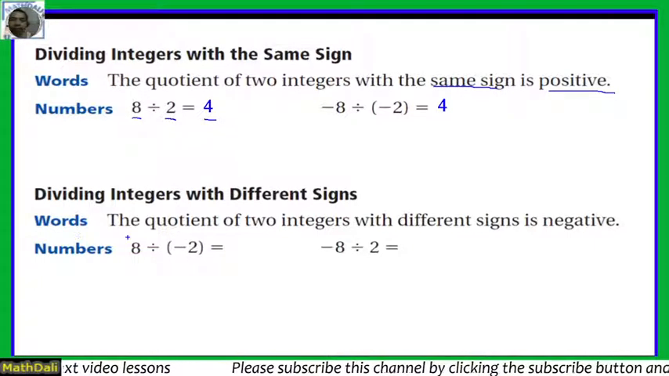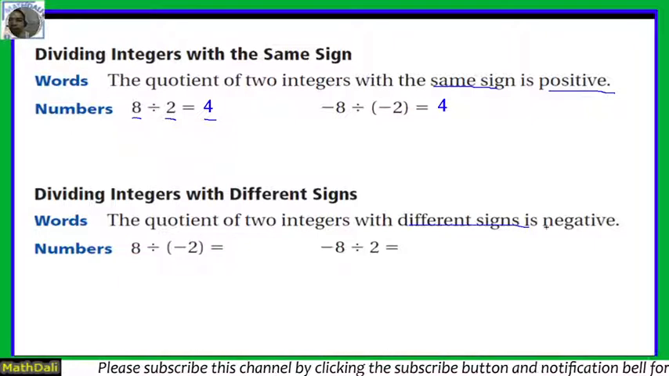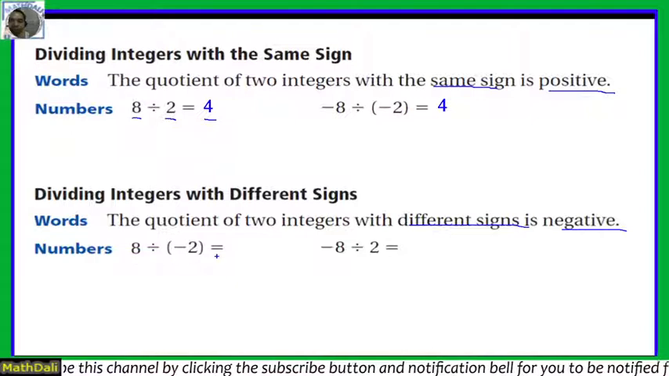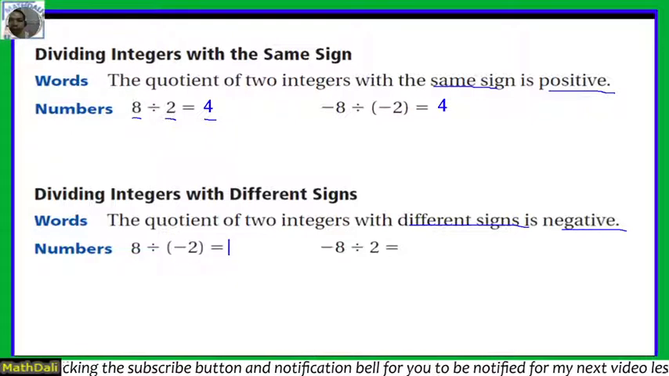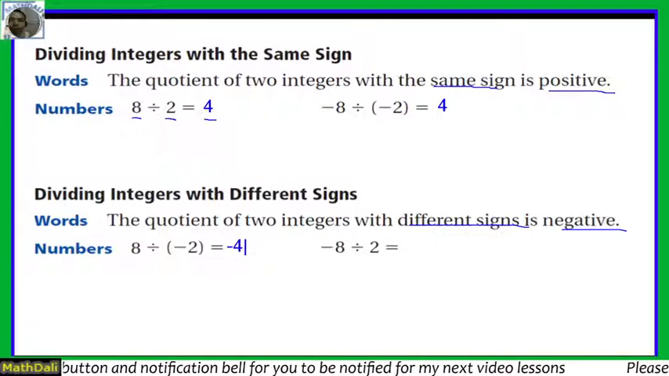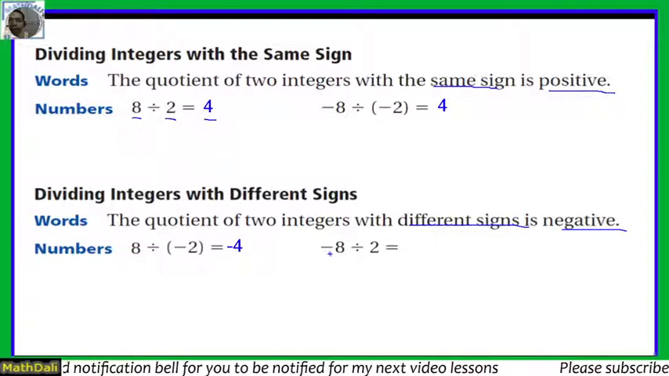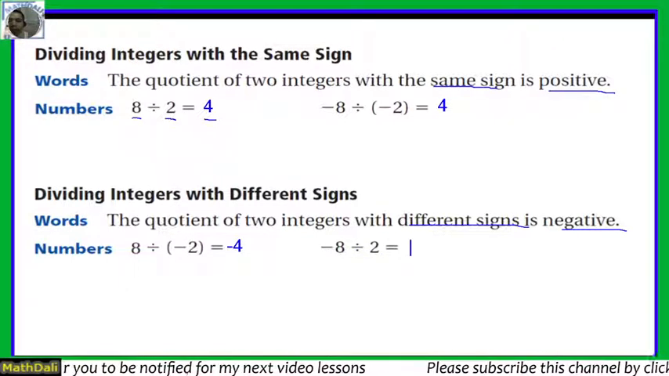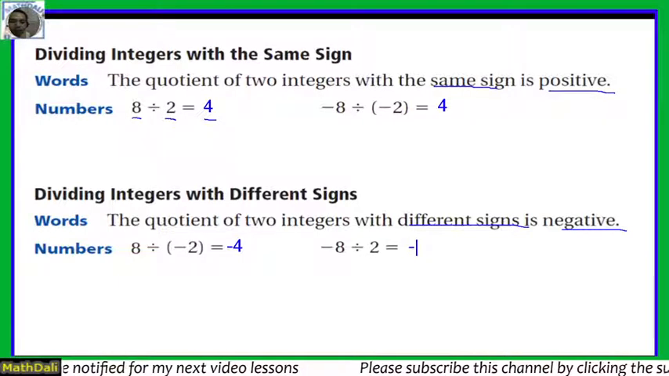The next, the quotient of two integers with different sign is negative. So, makikita nyo, magkaiba yung sign, then the quotient will be negative. So, 8 divided to negative 2, that is equal to negative 4. Next, negative 8 divided to positive 2, that is equal also to negative 4.